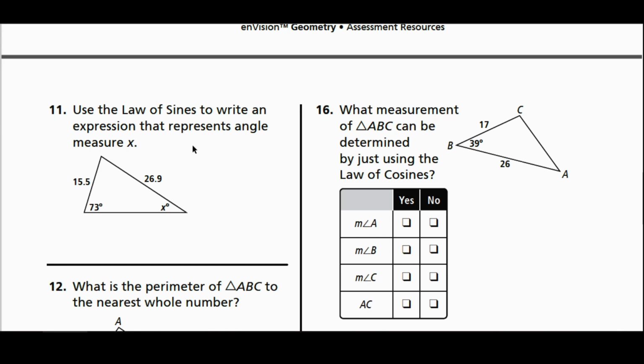And for this one, to set it up, what we're going to want to do is identify what angle do we know and what side opposite of that known angle do we know. That's going to be these two. So I'm going to have the sine of 73 over 26.9 is equal to the sine of x over 15.5. There's one last step I have here. I am looking for an angle, so I want to make sure I include this right here, because once I solve for all of this, I'm going to want that inverse sine to pull out that x and tell me what angle that is.